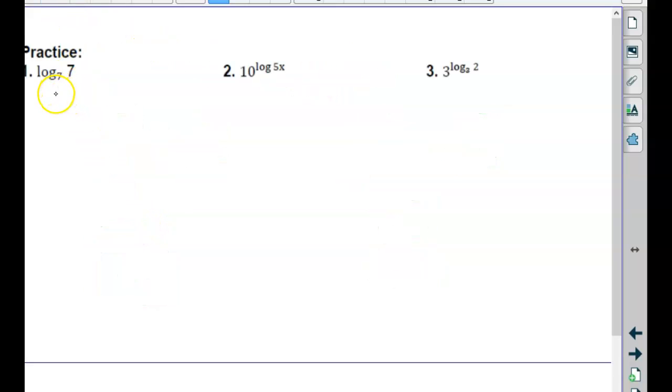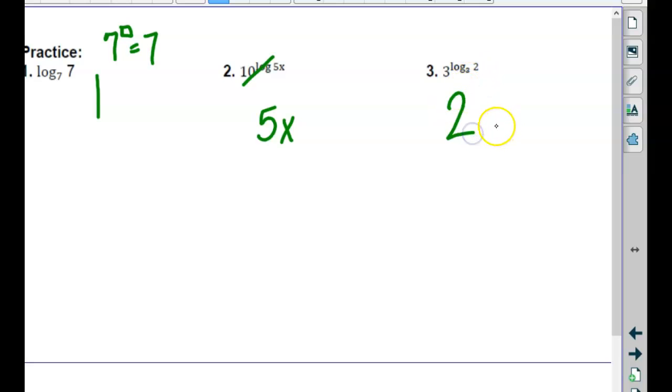Anybody remember the rules we just went over? This is just 1, which means 7 to some power is 7, so it would be to the first. What happens when you have a log base 10 and a 10? They undo each other, so you just get 5x. I think this is supposed to be 2. Does that look like 3 to the log base 3 on yours? So that's supposed to just be 2.